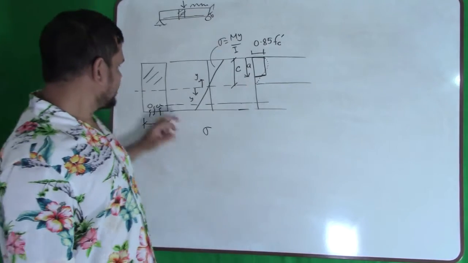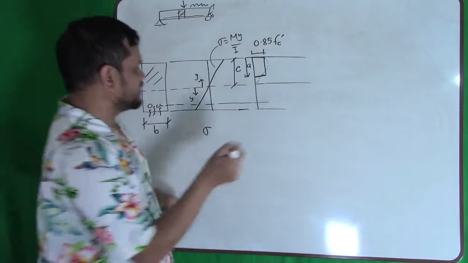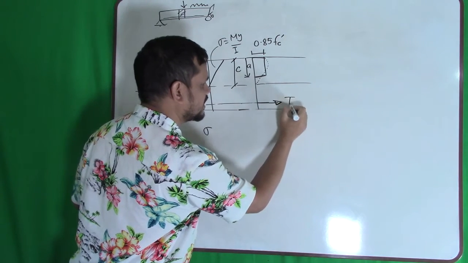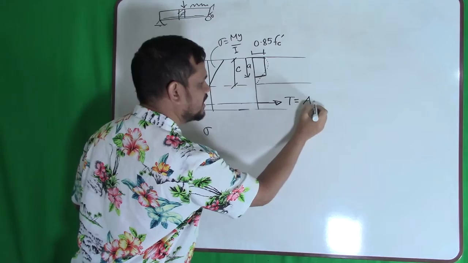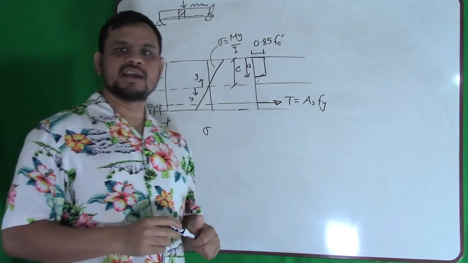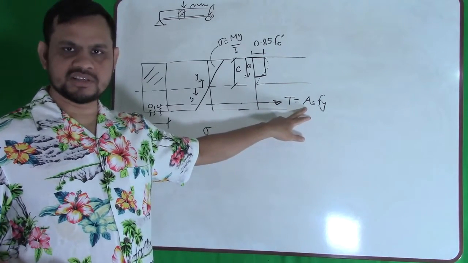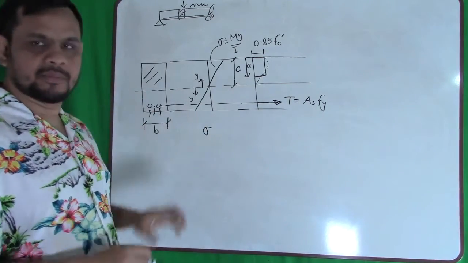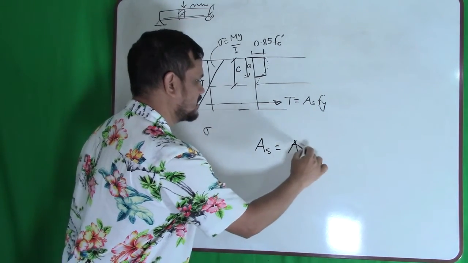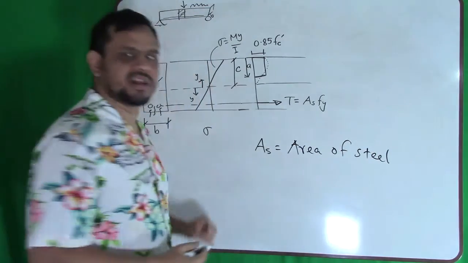Then, I did not show you here. So this is my reinforcement here. So there will be some tension. So this will be tension, T equals As fy. Why is it As fy? Where did I get it? T means tension. As means area of steel, whatever the steel I have. The amount of steel I am using.